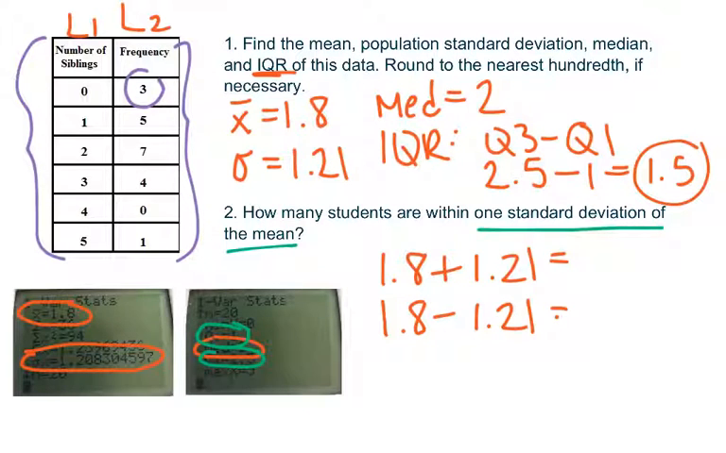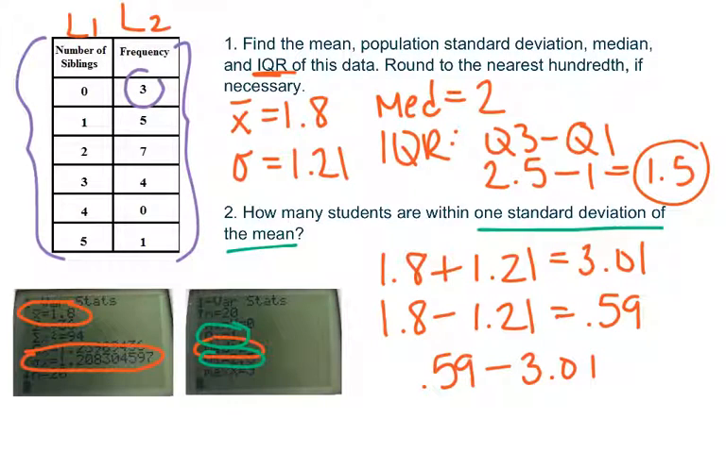So I'm going to throw these in my calculator. 1.8 plus 1.21 gives me 3.01. And if I subtract, I get 0.59. So what this really means is any sibling number that's in between these, obviously they're not going to be decimals. So since our lowest is 0.59, that means we cannot include 0. So the 0 is out.